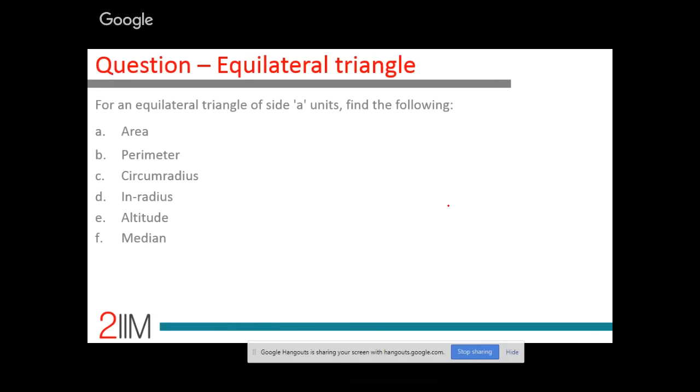Perimeter, that is simple. Circumradius, a by √3. Inradius, a by 2√3. Altitude, √3/2 a. Median, √3/2 a, and so altitude and median are the same. Area is √3/4 a squared. Circumradius is a by √3. Inradius is a by 2√3. All of these you should know.